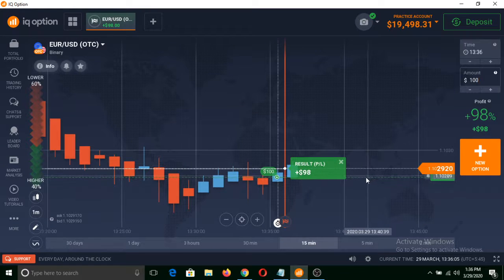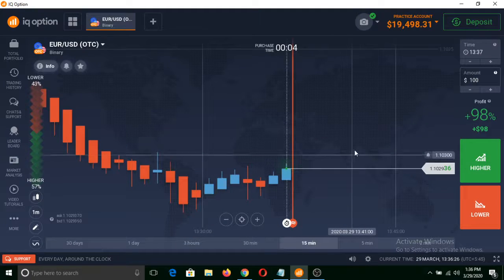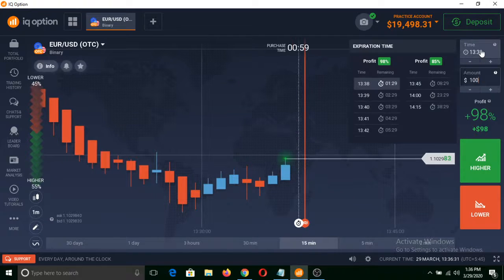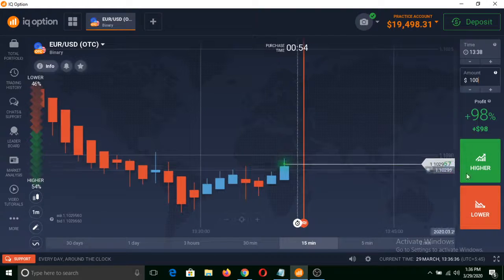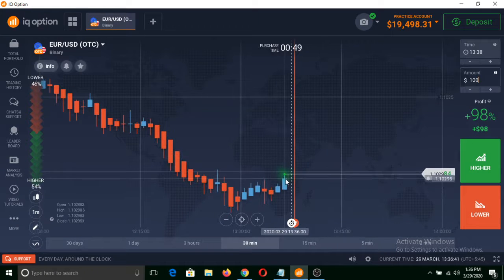As you can see, a green line was formed when we clicked on higher. Now the price of this asset closed above this green line. That's why we were able to make a profit of $98 in this trade. So similarly, binary options are actually traded in this way. Firstly, you need to select the expiration time, decide the investment amount here, see the given profit percentage, and then click on higher or lower according to the trend of the market.